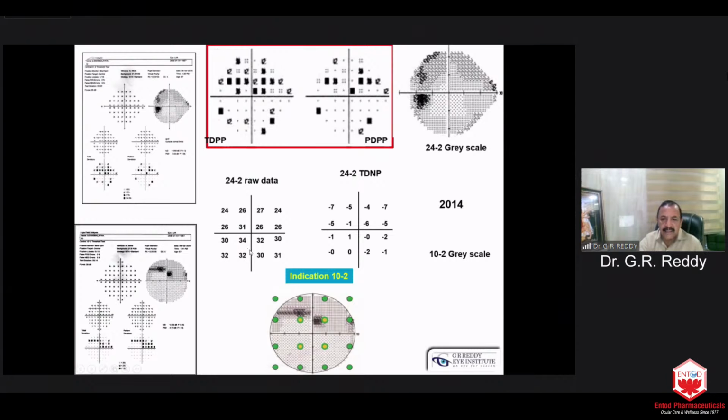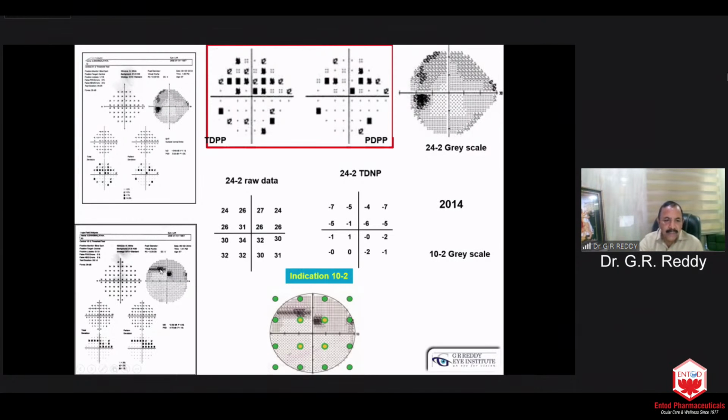And if you see the raw data, there is no gross defect. A 0 in the total deviation numerical plot is normal, no deviation. A 0 in raw data is absolute scotoma. There is no 0, there is no gross loss, except -6, -7, -6, that is the loss. Still, the other eye has a large field defect within 10 degrees, and because of the other eye, the 10-2 was taken for this eye. If you see a black square in the probability plot, you must ask for 10-2.